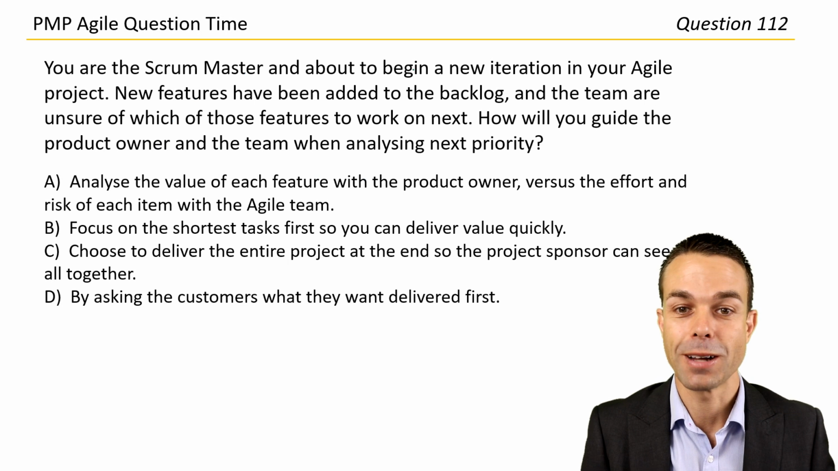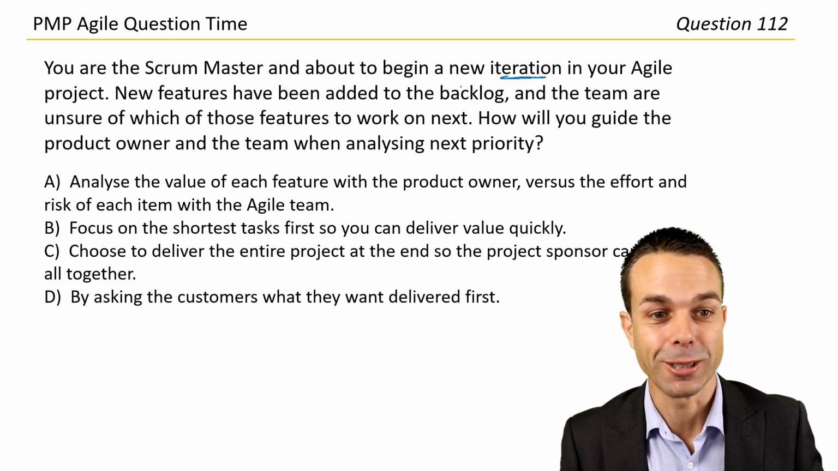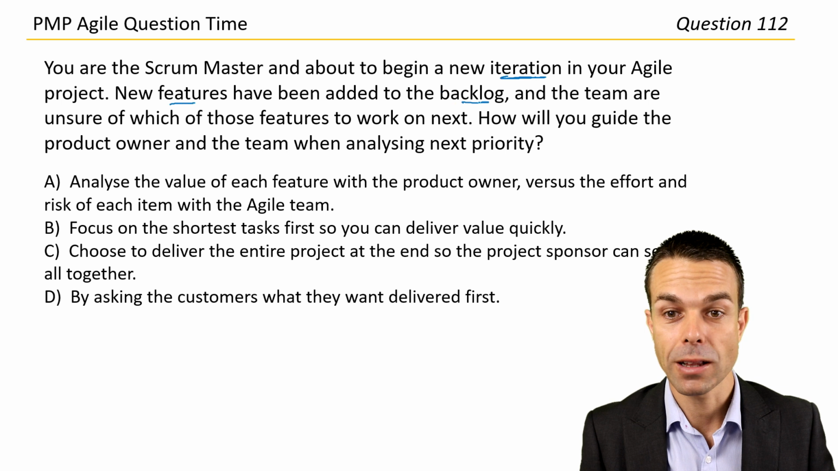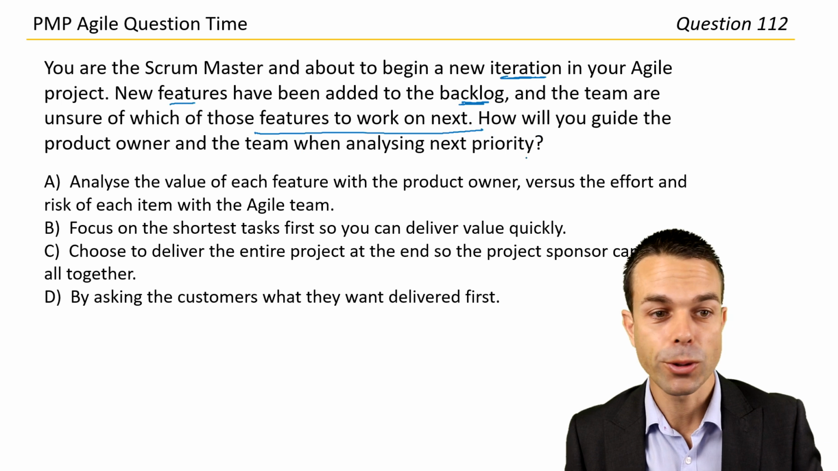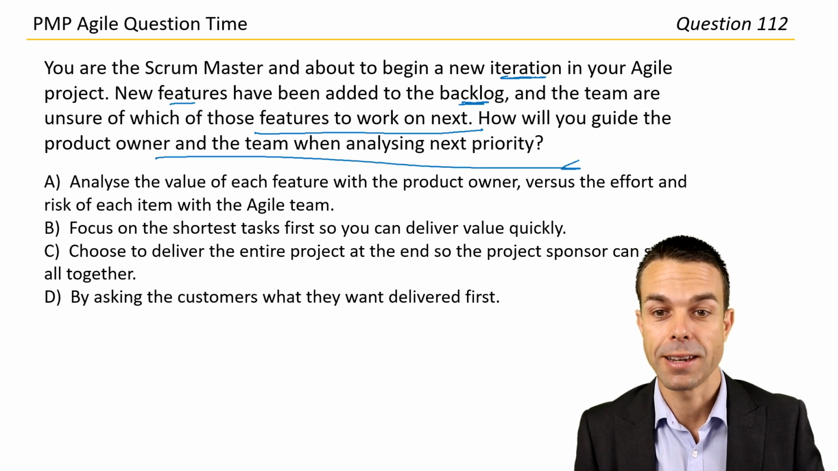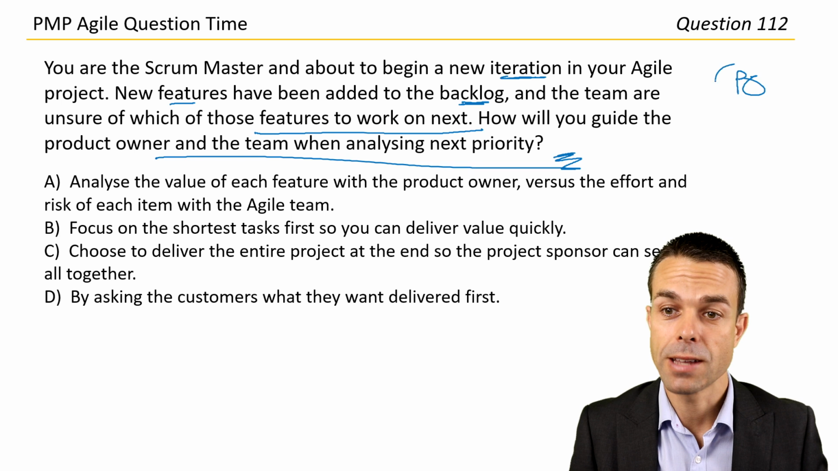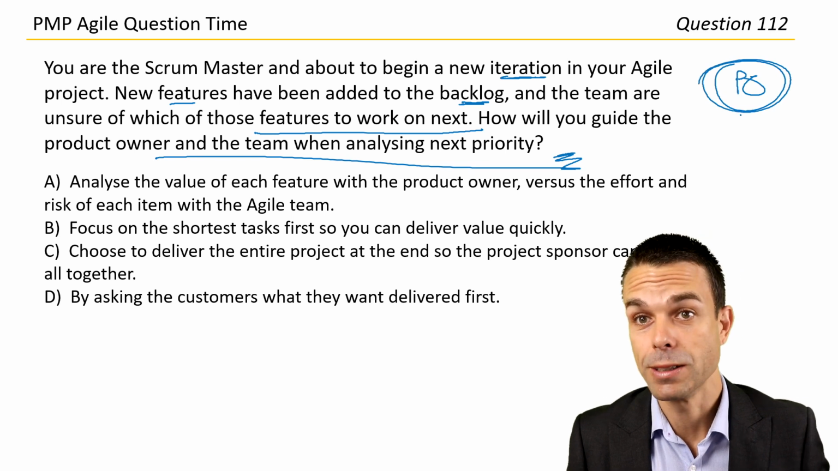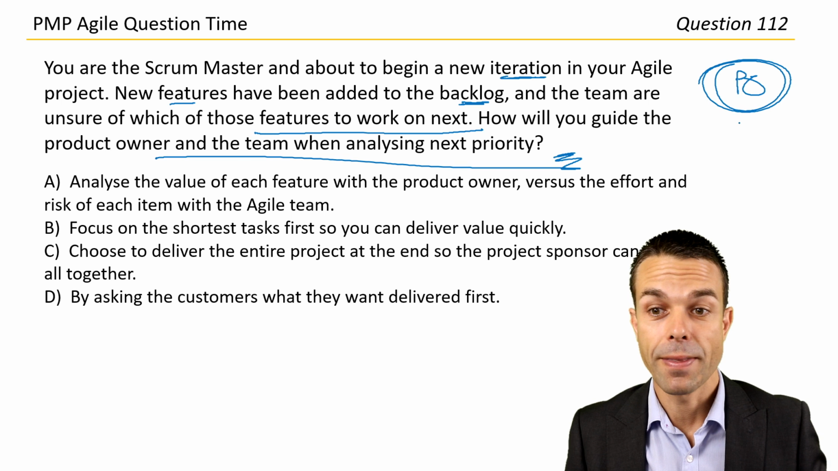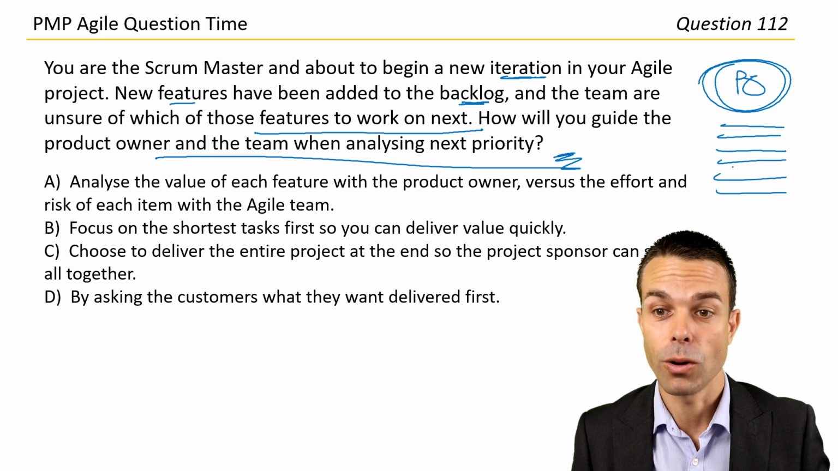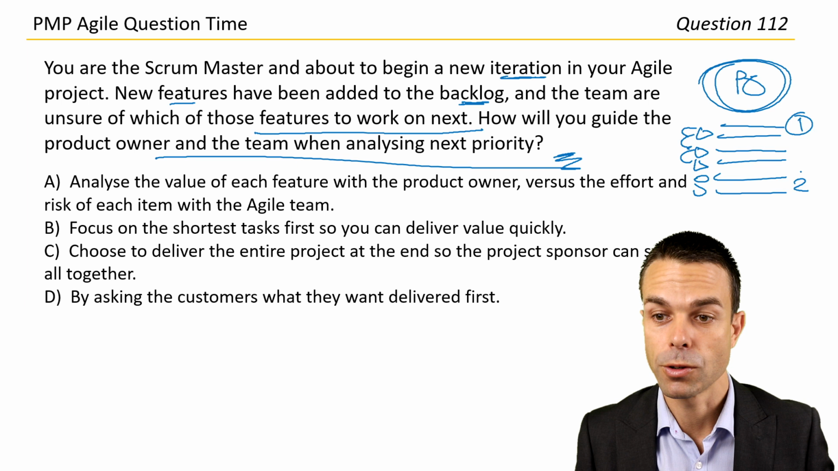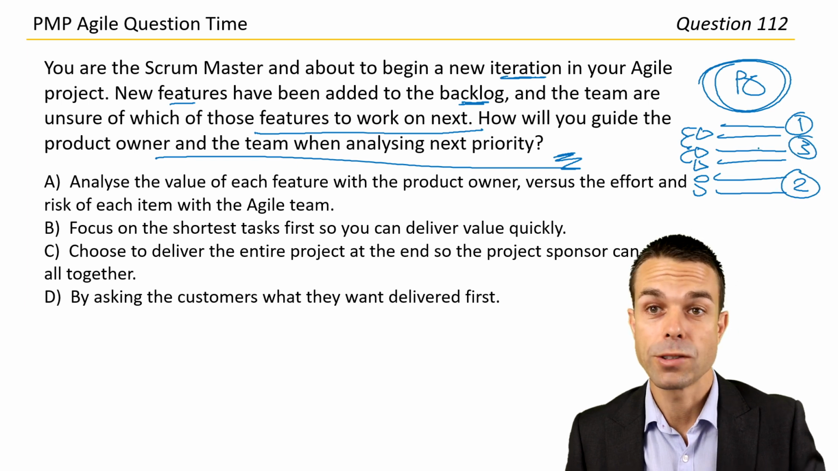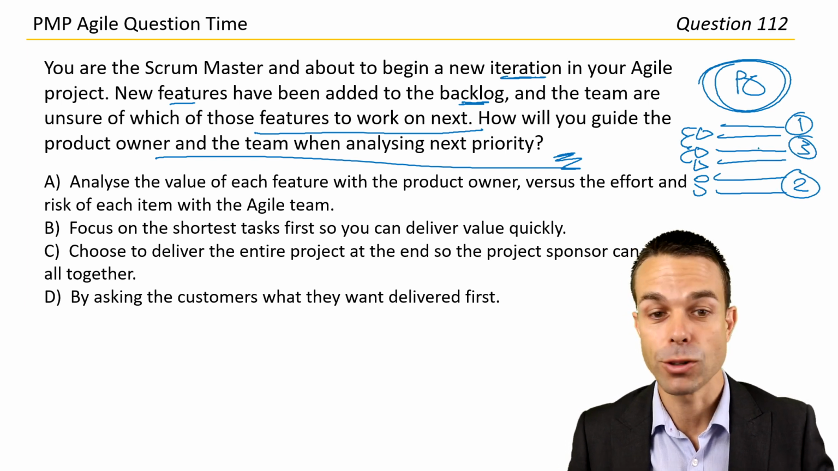You're a Scrum Master and you're about to begin a new iteration in your Agile project. New features have been added to the backlog, and the team are unsure which of those features to work on next. How will you guide the product owner and the team when analyzing the next priority? And the product owner is our main person to represent the customer or the business or whoever we're delivering value to, and they're the one who prioritizes that backlog of work or features or stories to deliver those features. So they need to say, this is number one, this is number two, this is number three, and what is going to give the business or the customer the most value.